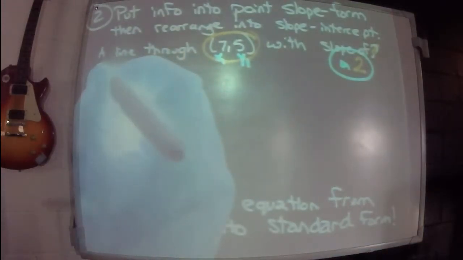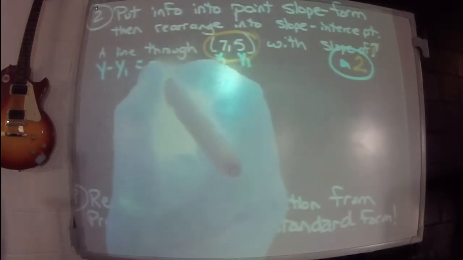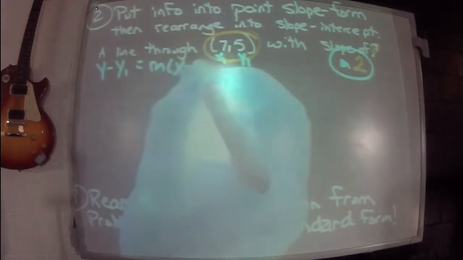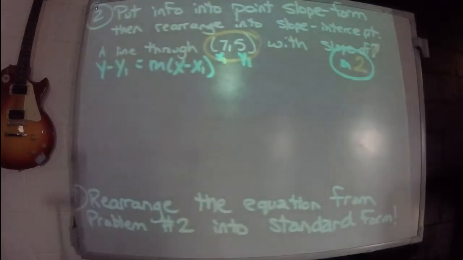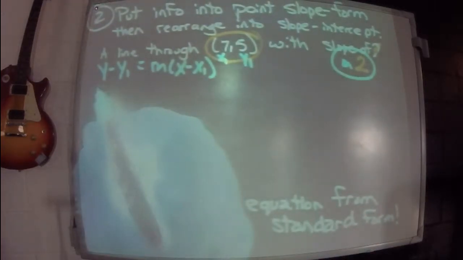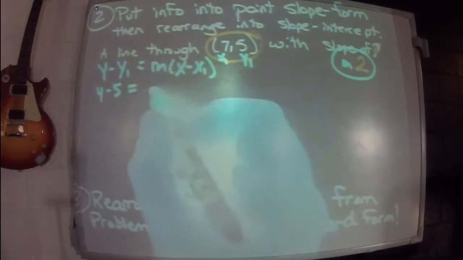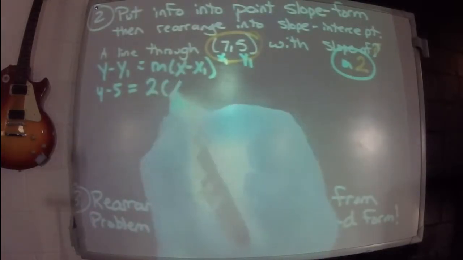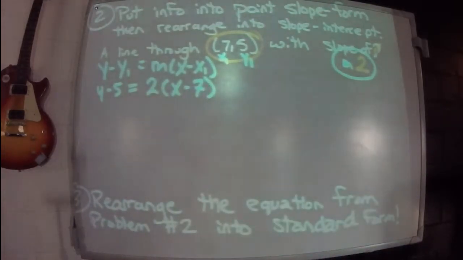All right, let's write this. What's the point-slope form? Write this thing out first: y minus y1 equals m times x minus x1. Want to write it out because we've got to get it memorized. So y minus y1 will become y minus 5. Y minus 5 equals 2 times x minus 7. Okay, this is in point-slope form.